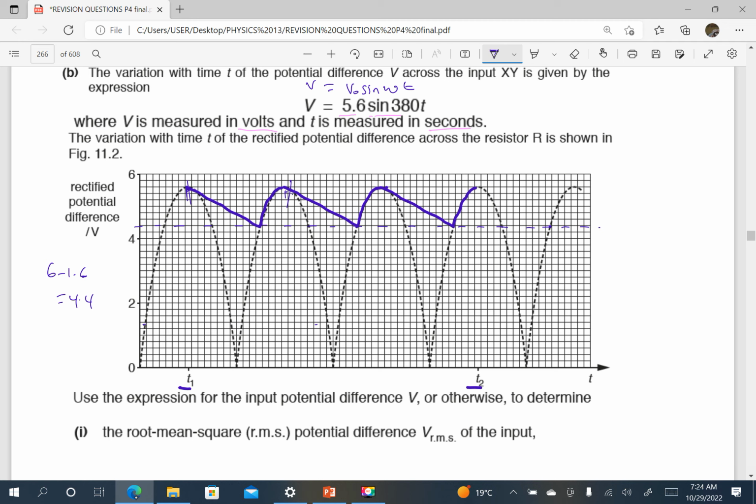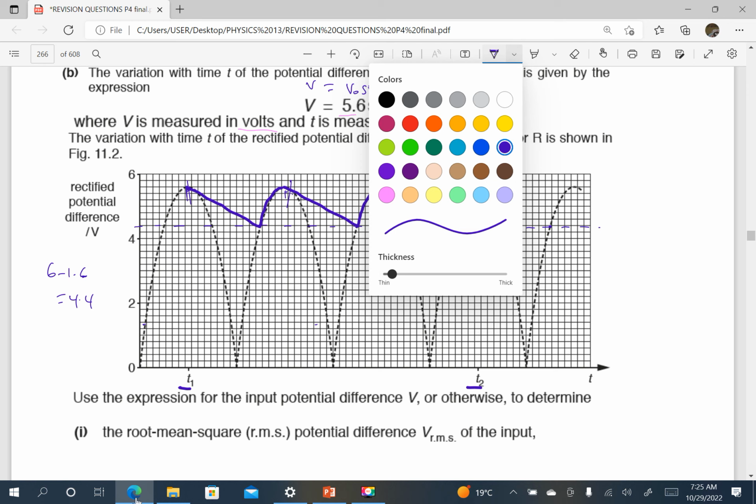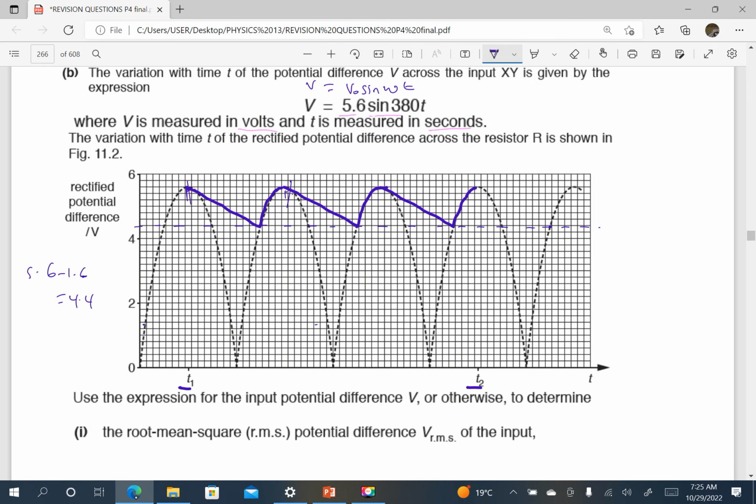The peak values must not change, but all minimum values should be at 4.0, not 4.4. Did I say 6? Oh, sorry. This is not 4.4. It is 5.6 minus 1.6. It is 4.0. Sorry about this.